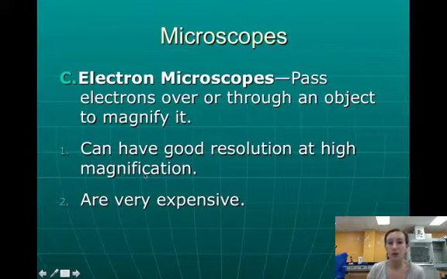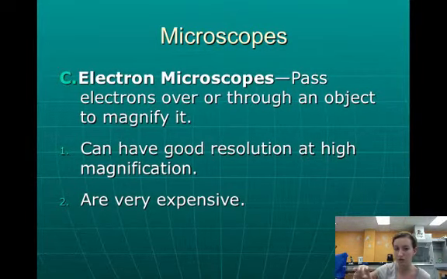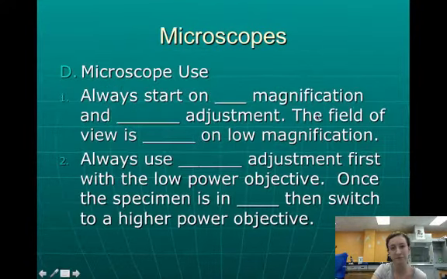Electron microscopes are the other type of microscope. We will not be using electron microscopes. These pass electrons over or through an object to magnify it. They have really good resolution at high magnification. They can zoom way in onto something and you can still see it crystal clear, but they are very expensive, which is why we will not be using them.